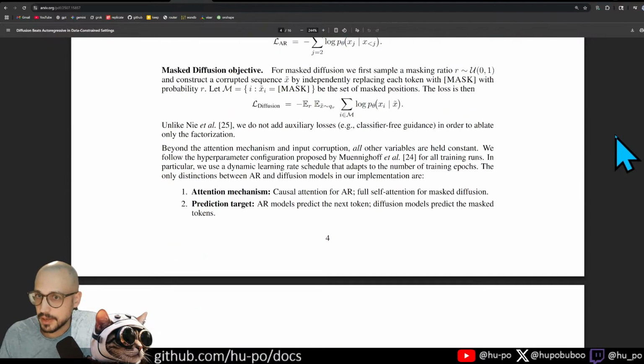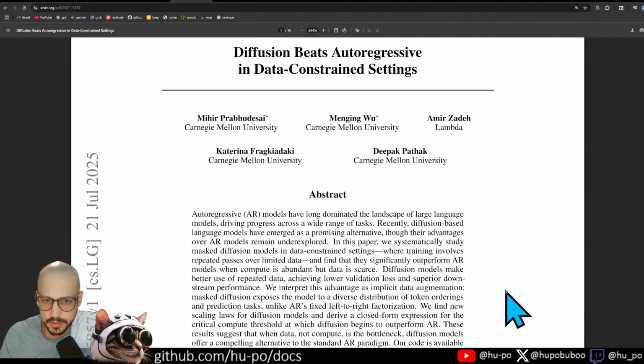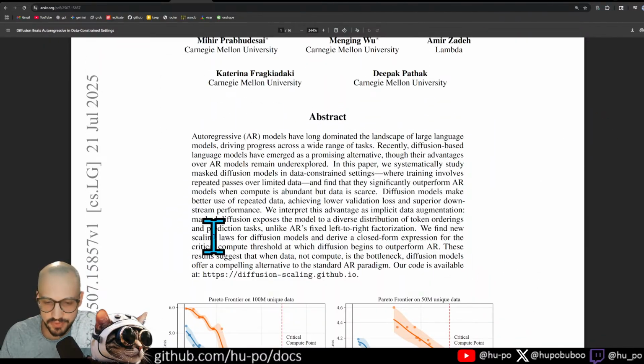Let's go back up to the top here. All right. We find new scaling laws for diffusion models. These results suggest that when data, not compute, is the bottleneck, diffusion models offer a compelling alternative to the standard AR paradigm.